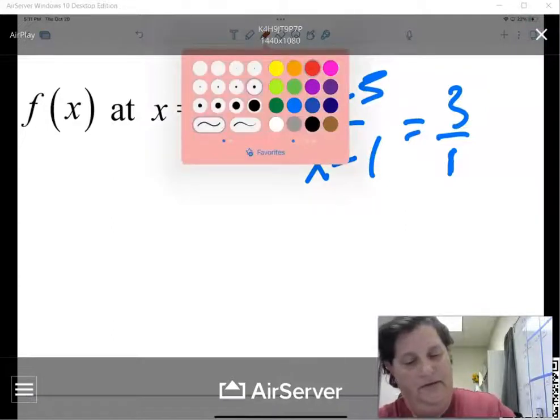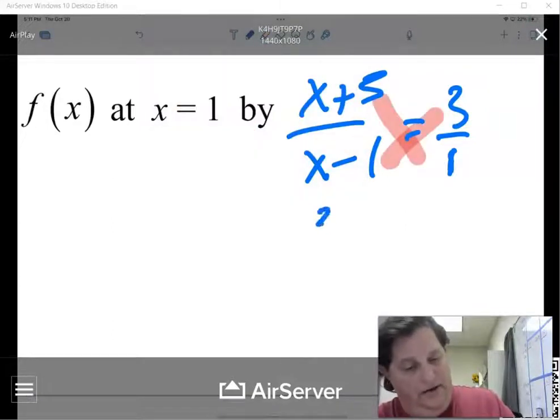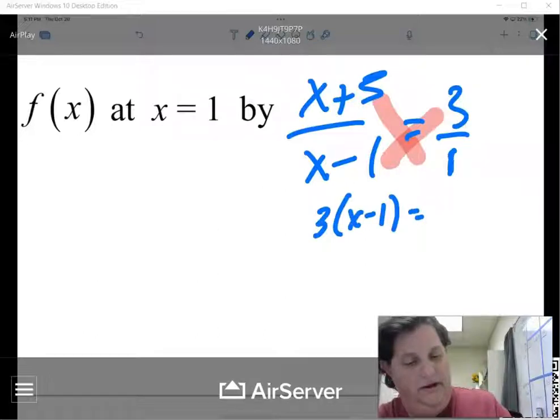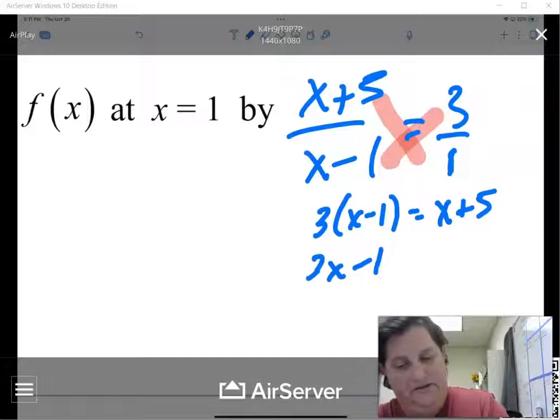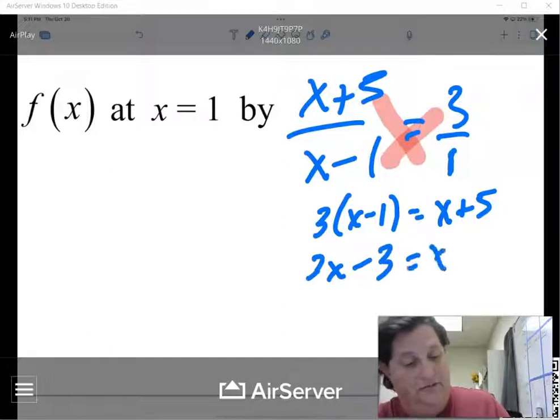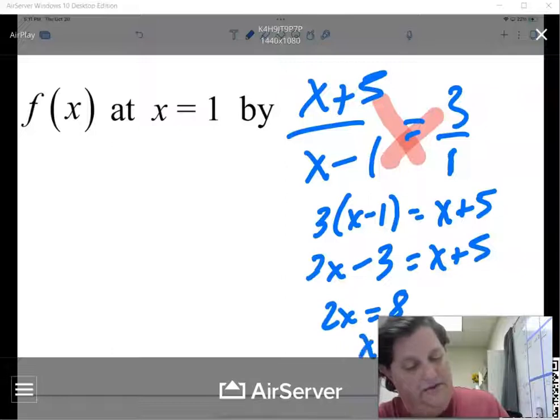So if I go that way and that way, I get 3 times x minus 1 equals 1 times x plus 5. 3x minus 3 when I distribute. Subtract that over, 2x equals 8, x equals 4.